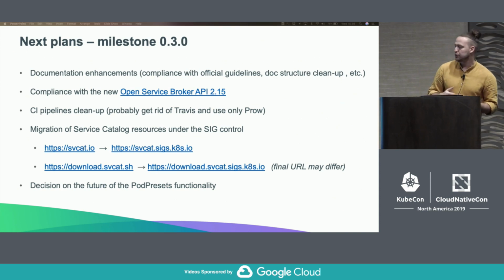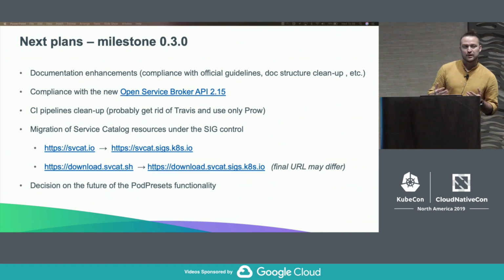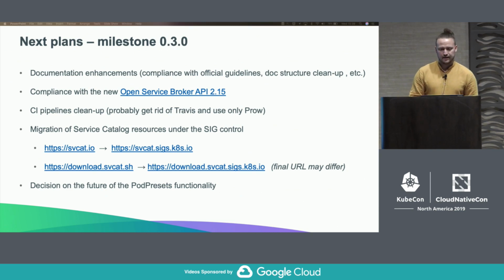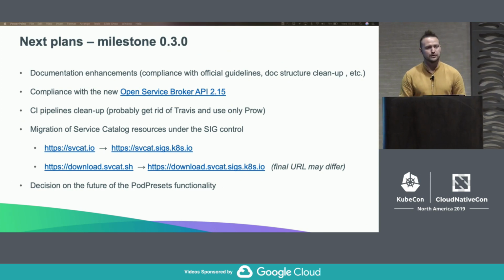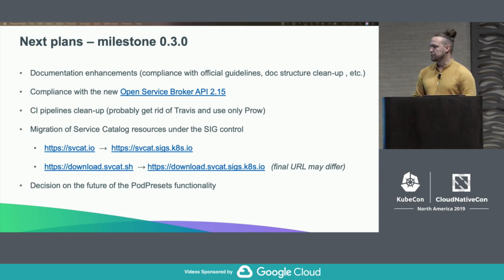To do so, we wanted to reuse pod preset functionality, but right now, pod presets are still in alpha state in Kubernetes, so we need to sync with SIG API Machinery and SIG Architecture about the future of those resources. And maybe we simply move that functionality under the SIG Service Catalog control. But a lot of discussion needs to be done before announcing the final decision.